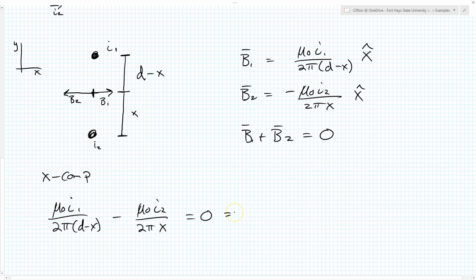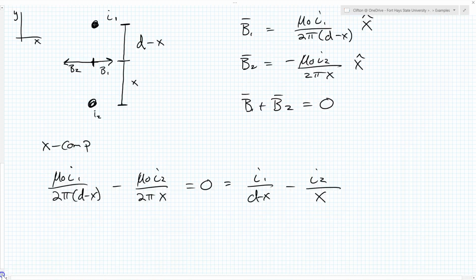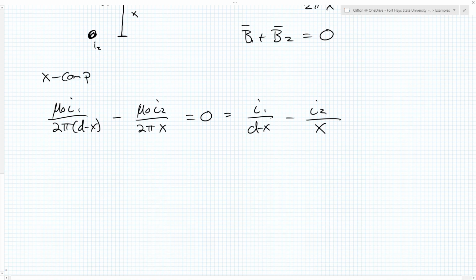Let me cancel the terms that are the same in both. This is going to be I1 over d minus x minus I2 over x equals 0. So the physics is basically done now. We just need to do some algebra. What we're looking for is that distance x. We want to know how far from the bottom wire this position is. So I just need to solve for x. Let me move the I2 over x term to the other side.